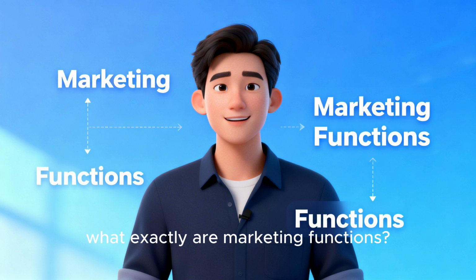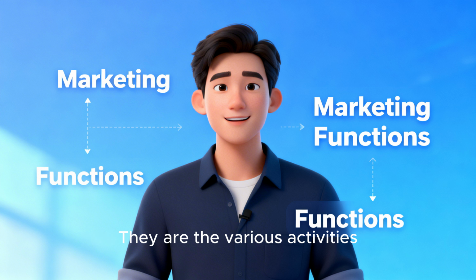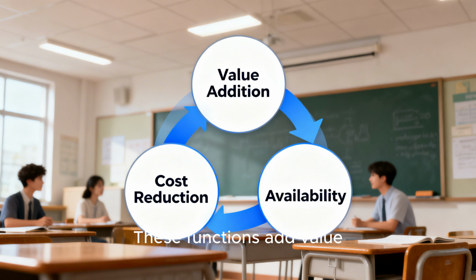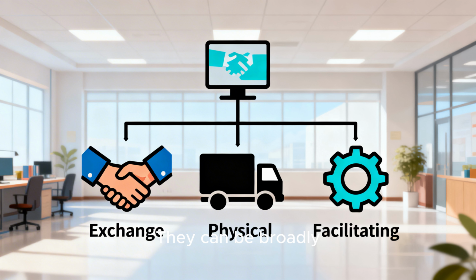So, what exactly are marketing functions? They are the various activities involved in moving agricultural products from producers to consumers. These functions add value, reduce costs, and ensure products are available when and where they're needed. They can be broadly categorized into three main groups: exchange, physical, and facilitating functions.